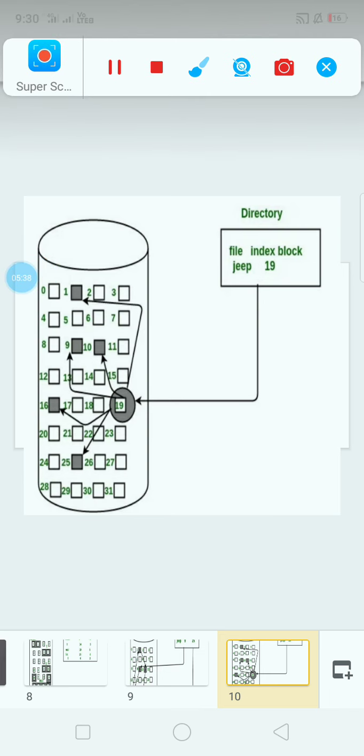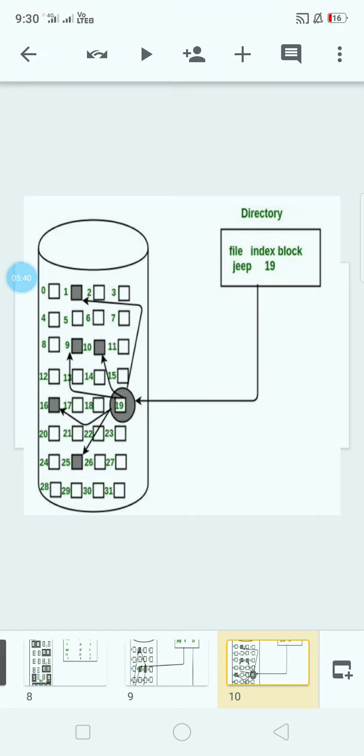Now indexed allocation. In this scheme, a special block known as an index block contains the pointers to all the blocks occupied by a file. Each file has its own index block. The entries in the index block contain the disk addresses of the file. The directory entry contains the address of the index block as shown in the image.